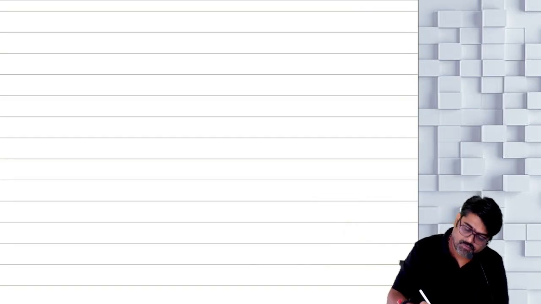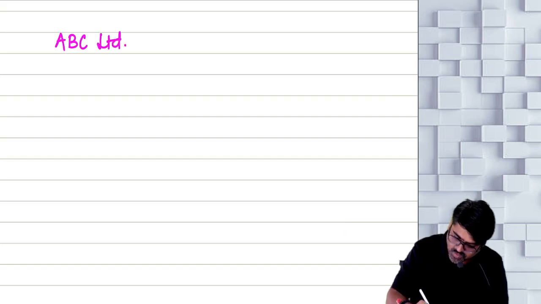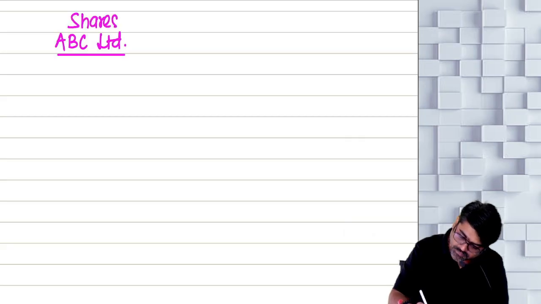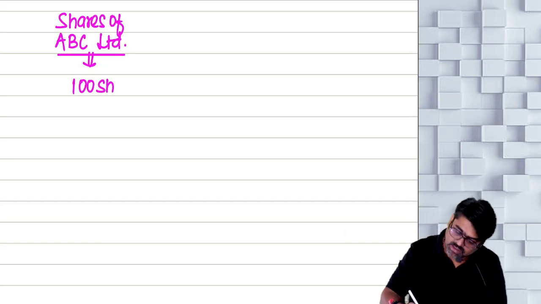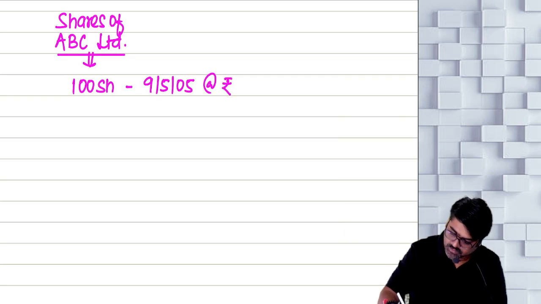If there is one assessee, there is a company, ABC Limited. Shares of ABC Limited are acquired by the assessee. How many shares are acquired? First he is acquiring 100 shares. These 100 shares are acquired on 9th of May 2005 at rupees 400 per share.